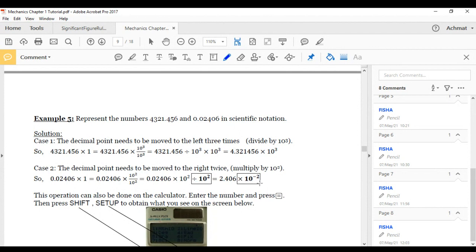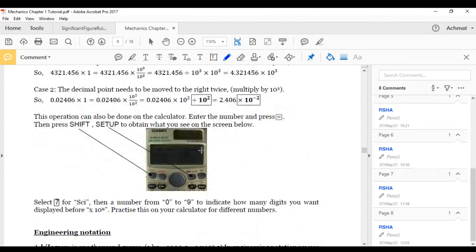Okay, scientific notation. A matter of interest, on your calculator, I'm using Casio here because I know most of the students have Casio calculators nowadays.